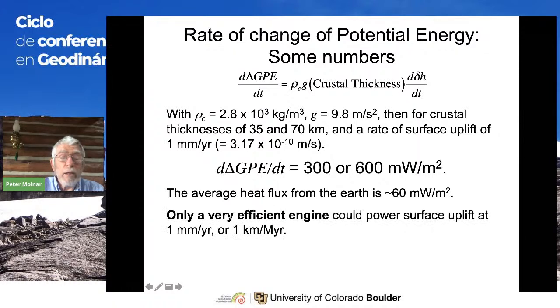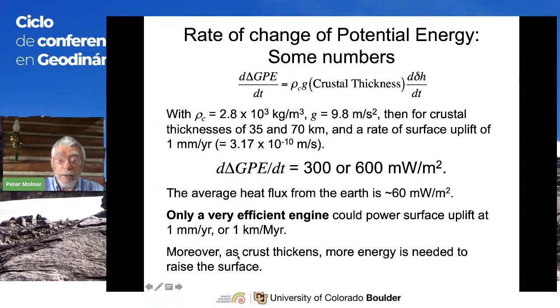And so the point is, only a very efficient engine could power surface uplift at 1 millimeter per year, which is the same as 1 kilometer per million years. This is very fast, and it takes a very efficient engine to make that work. And moreover, as crust thickens, more energy is needed to raise the surface. Sorry, this value 300 is for 35 kilometer thick crustal thickness. 600 is for a 70 kilometer crustal thickness.